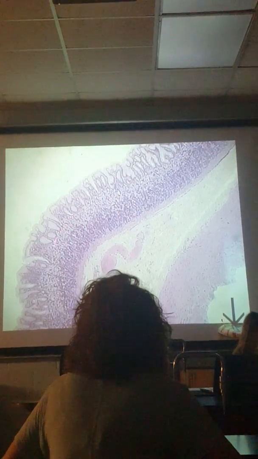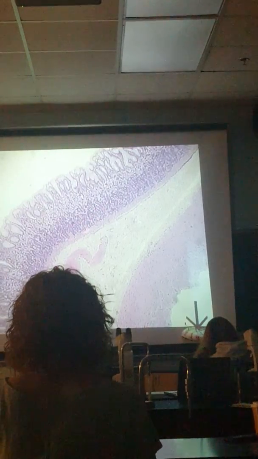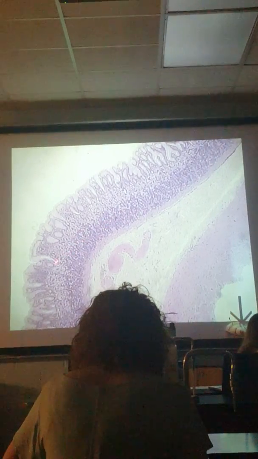Mucus cells don't take up a lot of stain, so they stain fainter. But these cells down here, the parietal cells and the chief cells, are just more active, so they're going to take up a lot more stain and stain darker. So you see that darker band, that's the base of the gastric pit.